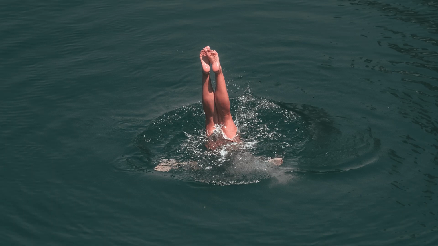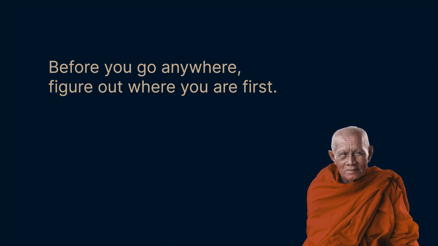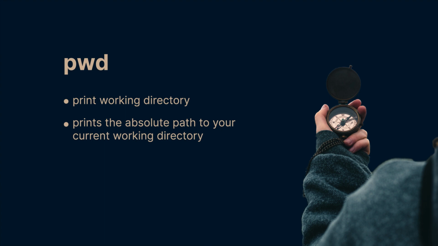Let's jump straight in. Before you go anywhere, figure out where you are first. That sounds like something a monk would say. And that brings us to our first command. When you're in the terminal, you can check where you are using the pwd command, which stands for print working directory. And it does exactly what the name says. It prints the path to your current working directory.